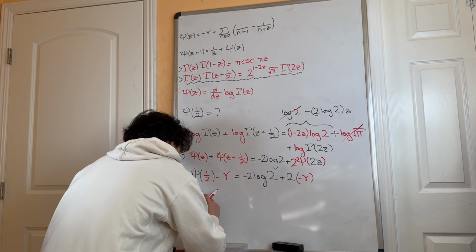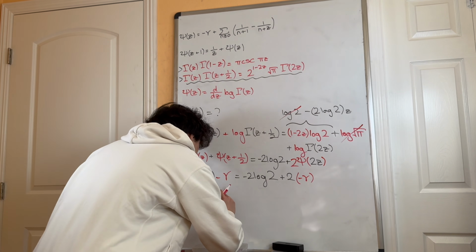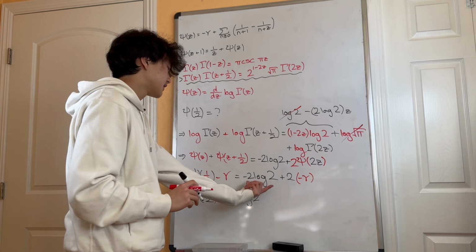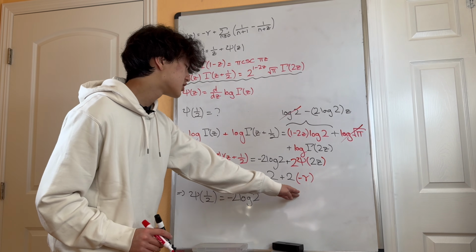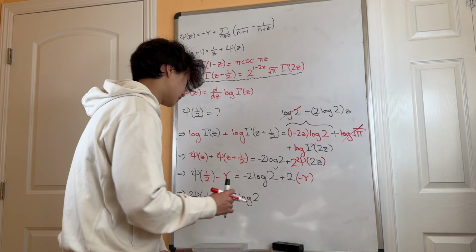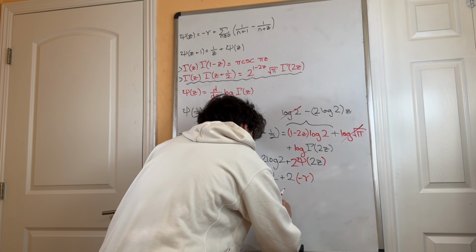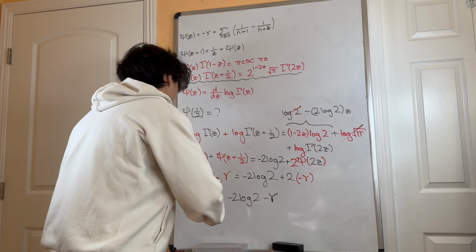On the left-hand side, now you have an isolated digamma of 1/2. On the right-hand side, you have this negative 2 log 2. Okay, that's going to stay. When you add the Euler-Mascheroni constant on both sides, this just becomes negative Euler-Mascheroni constant. So we just get negative gamma right here. And there you go. That is the digamma of 1/2.